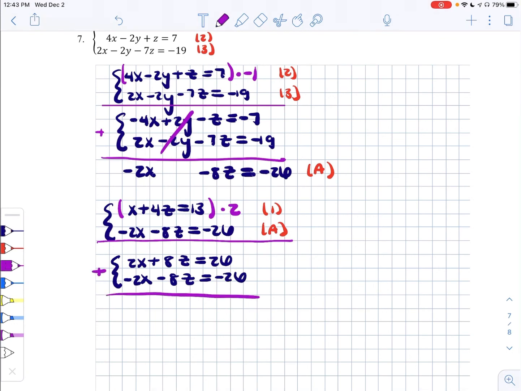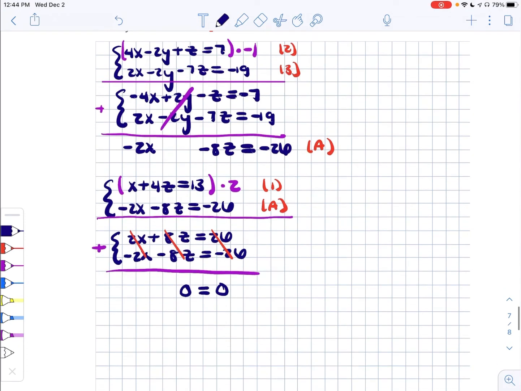All right, and then add those 2 equations up. And you'll notice the x's cancel because we have a positive 2x and a negative 2x. But the z's also cancel because we have a positive 8z and a negative 8z. And the constants also cancel because we have a positive 26 and a negative 26. So everything is going to cancel out here, leaving us with 0 equals 0.